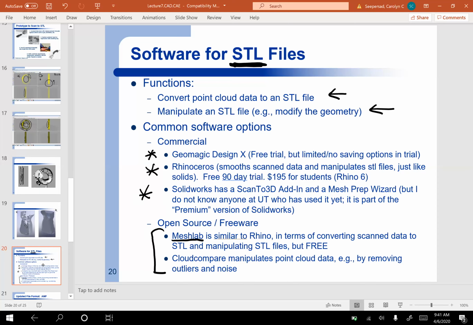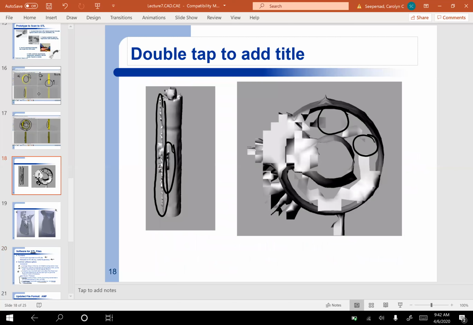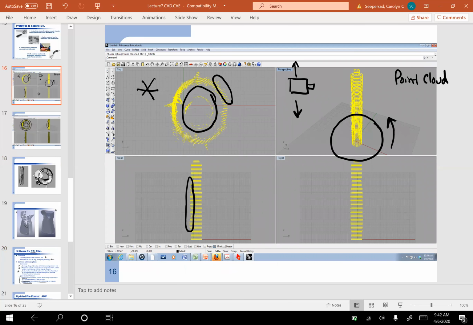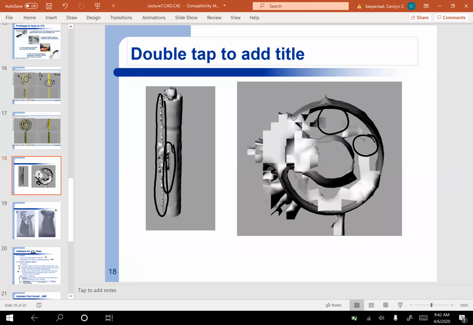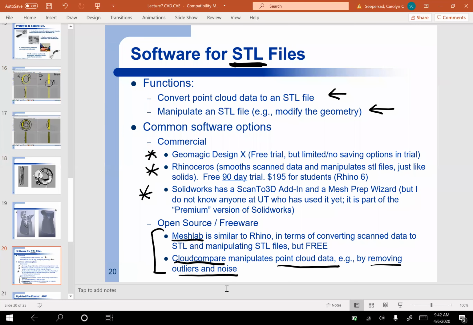There's another software called CloudCompare that manipulates point cloud data. So one of the things it can do is remove outliers and noise. So that really, really noisy point cloud data that we had here from our whiteboard marker, CloudCompare would allow you to eliminate a lot of that noise, all these noisy points we see out here that really shouldn't be here. It'll notice that because it's farther away from its neighboring points than it should be, and it'll smooth it. It'll pull it back to the surface, so that then when you generate an STL file, it'll be nice and smooth, okay? So that's one of the things it does.